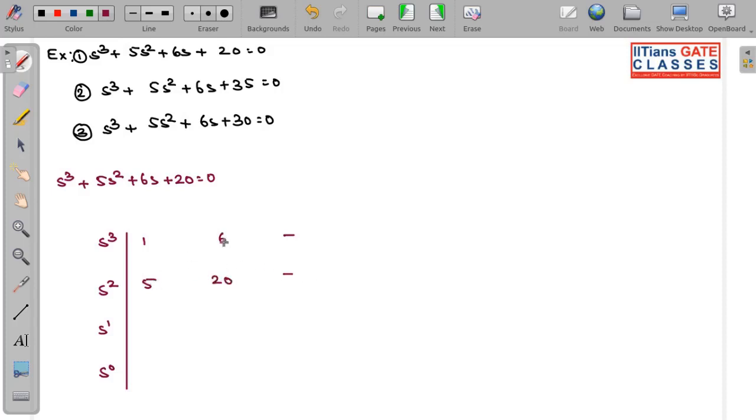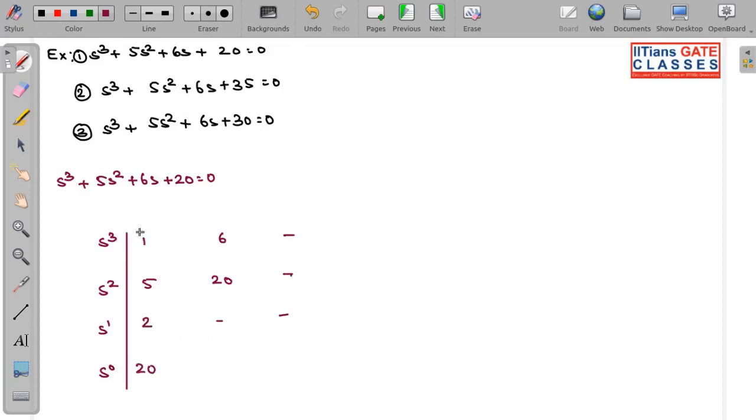So this is 6 5s are 30, 30 minus 20, that is 10. So 10 divided by 5, that will be 2. Remaining all will be blank, because 5 into blank and blank into 1, so everything will be 0. In the next row you are going to write 20 into 2 minus 5 into 0, which will be 0 divided by 2. So over here we have 20.